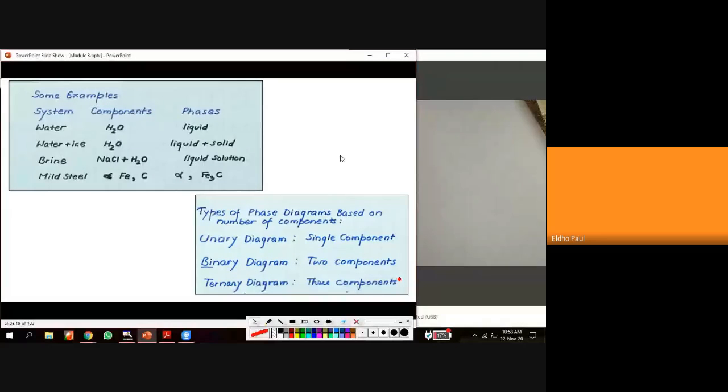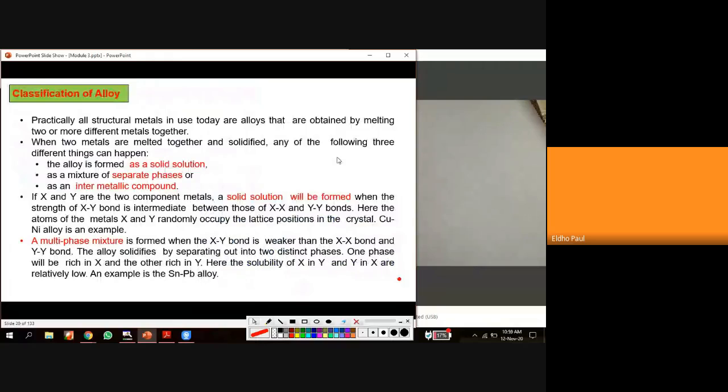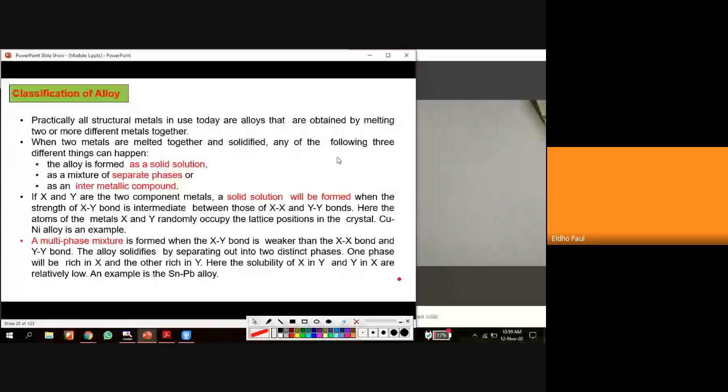We can classify alloys basically into three. A solid solution alloy can be formed, or a mixture of separate phases can be formed, or an intermetallic compound can be formed. Based on this, we can classify alloys. When we add some impurity into the base metal, that is alloy formation. This alloy may be formed by the formation of a solid solution, or by the formation of a separate phase, or by the formation of an intermetallic compound. So these are the three different formations of alloys when we add impurity into the base metal.